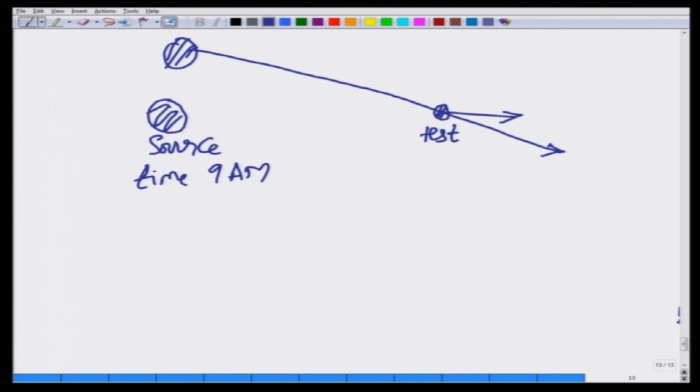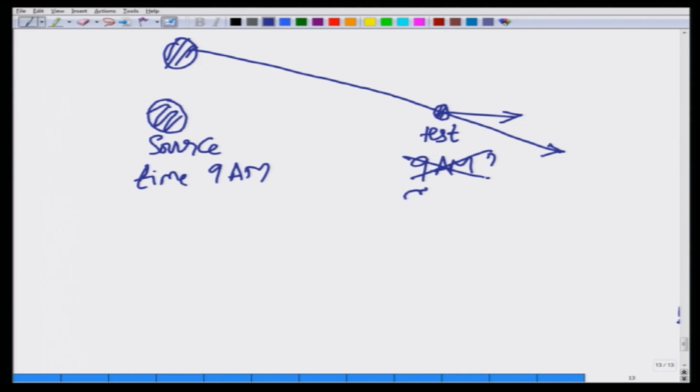The only problem here is that if I ask, if at 9 AM this source charge started moving, when will this test charge start to move? Remember, when there is a force on this test charge, it means that it is getting accelerated. So, at what point of time would the test charge start to move? Would it move at 9 AM? And the answer is no.